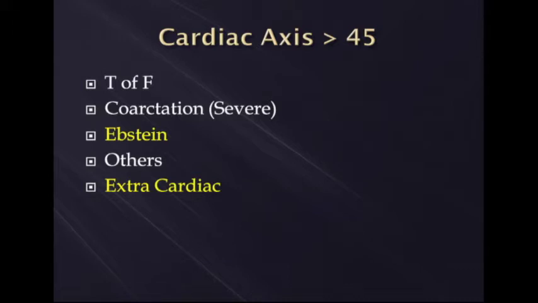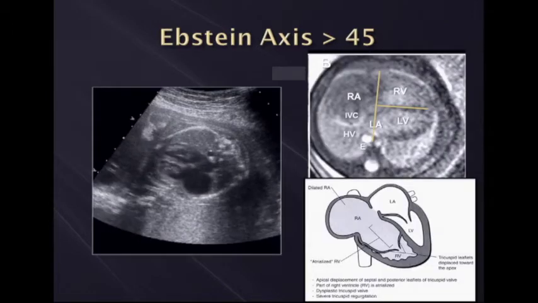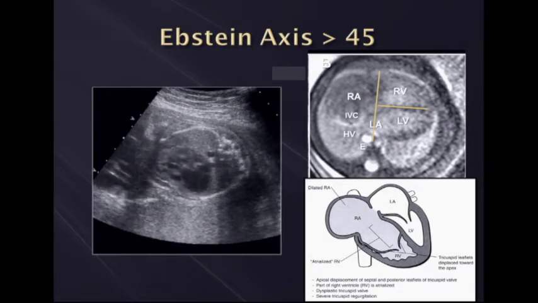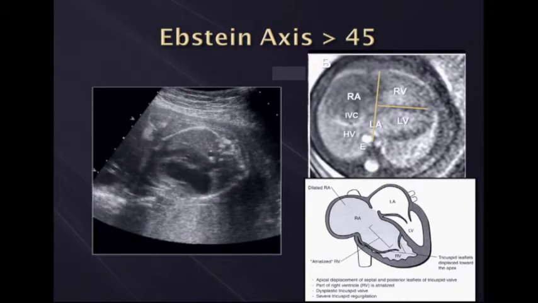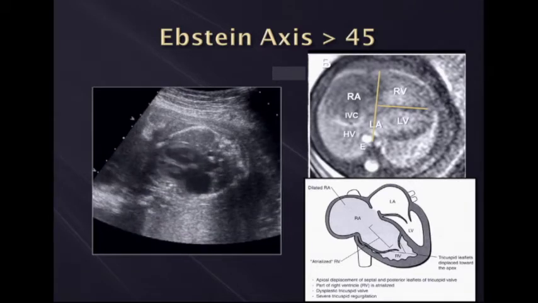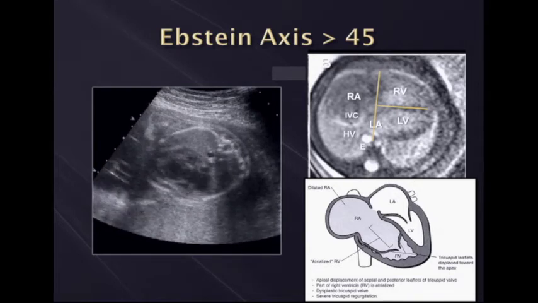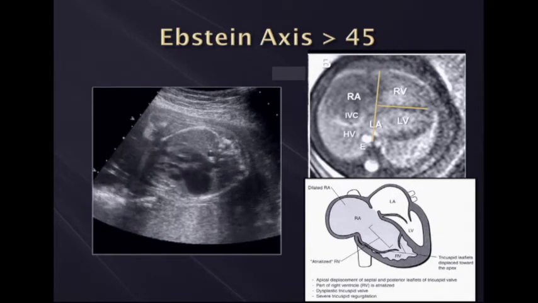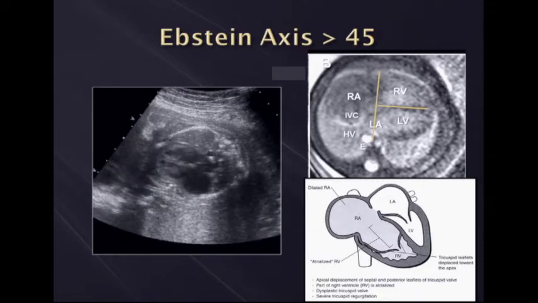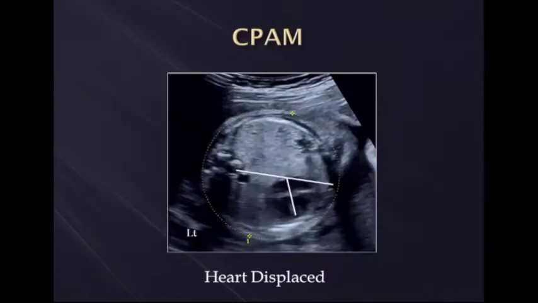So if you have a cardiac axis greater than 45 degrees, these are the potential etiologies. This is a case of Ebstein's anomaly, in which you can see the ultrasound on the left and the diagram on the right, and then we have an MRI. You can see here there's usually enlargement of the right atrium, and you have a malpositioned tricuspid valve, and in this case you can see the axis is abnormal. It's closer to 90 degrees and not 45 degrees.